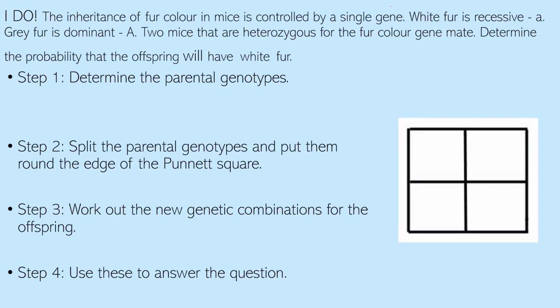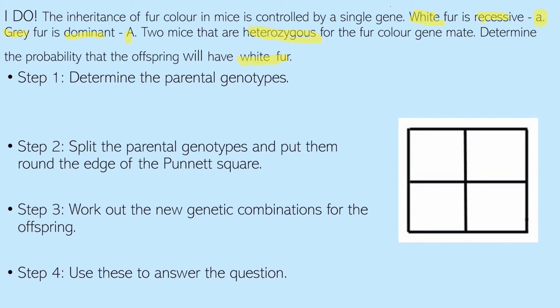I'm going to start by reading the question and highlighting our key bits of information. The inheritance of fur colour in mice is controlled by a single gene. White fur is recessive and is shown by a little a, and grey fur is dominant, which is shown by a big A. Two mice are heterozygous. We know both parents are heterozygous for the gene colour. We want to determine the probability of offspring mice having white fur. We know that these ones will have to be homozygous recessive.